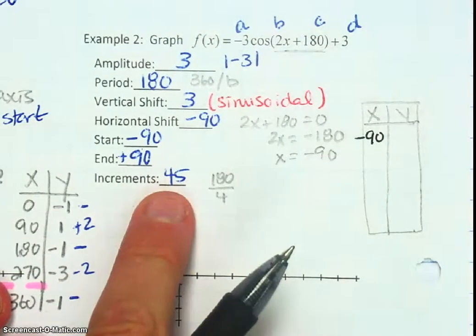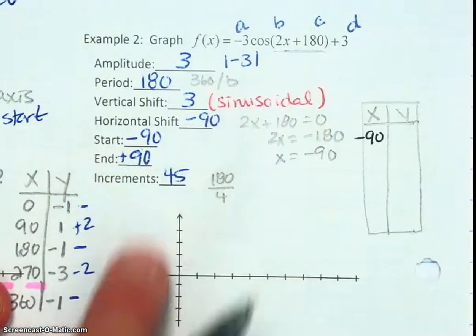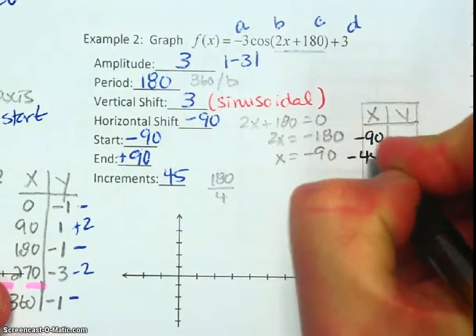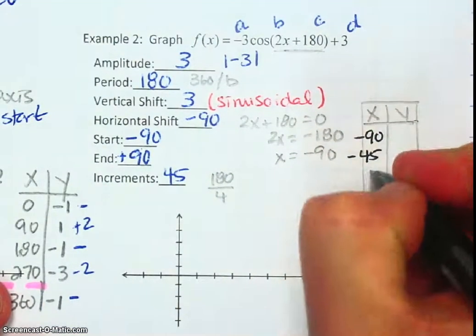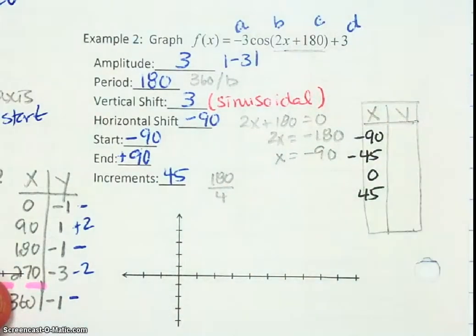Alright, and then I'm adding 45 to get my points, and I should have 5 of these points. So I'm going to start at -90, I should end at +90. So -90 plus 45 is -45. -45 plus 45 is 0. Add another 45, I'm at +45.